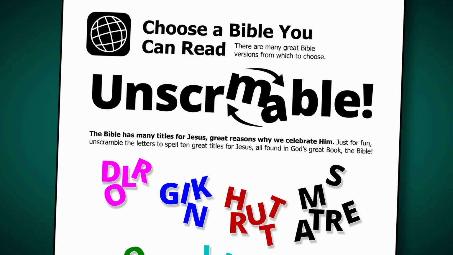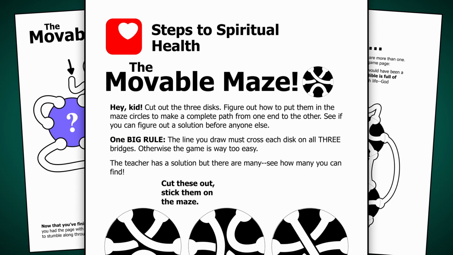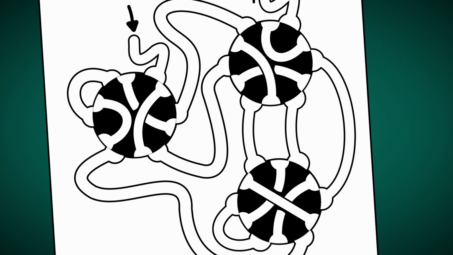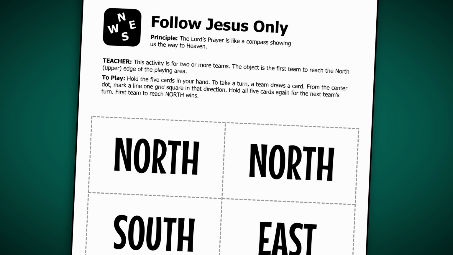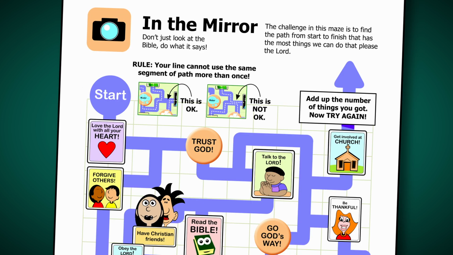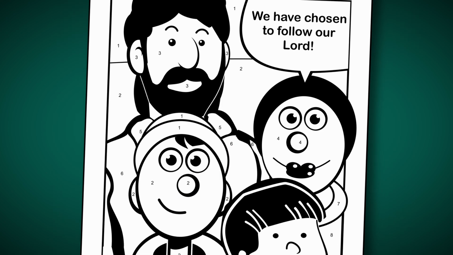There's Unscrambled. Movable Maze is really neat. You've got to try that one. There's a thing I call Prayer Discs. There's a game that has the kids walking around the room. This one is where you try to get as many things as you can find on that maze. We even have a color by numbers.